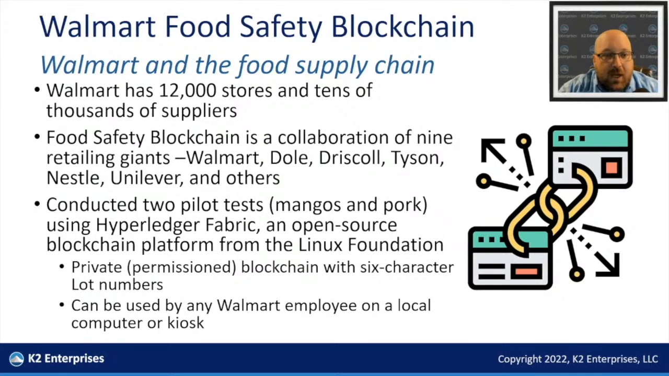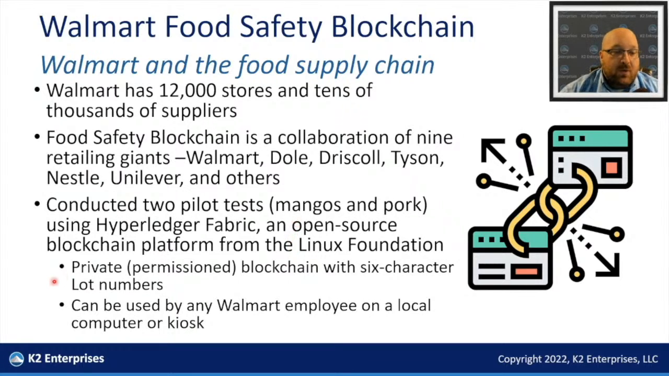So enter the blockchain. Walmart, in conjunction with 9 of their larger food retailing companies, including Dole, Driscoll, Tyson, Nestle, Unilever, and others, decided to put together a blockchain product and a pilot project to see if maybe blockchain could help with tracking the provenance of food. They ended up connecting 2 different tests, one on mangoes here in the United States, another on pork in China. And they chose the blockchain product Hyperledger Fabric, which is an open source, commonly used blockchain product. It used to be 100% produced by IBM, but they've since, I believe, donated the source code to the Linux Foundation, and now it's open source and anybody can use it.